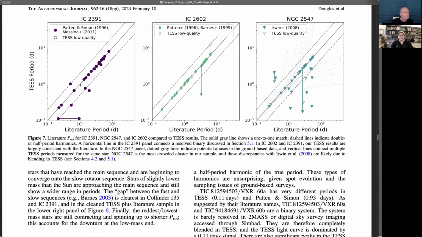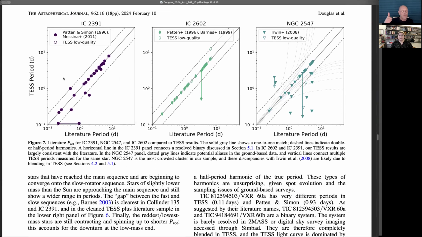So figure 7 is a comparison to literature data for these 3 clusters. For IC 2391, we have data from Patten and Simon 96 and Messina 2011. There's a 1-to-1 line that most things fall on. The dashed lines on either side are either twice the period or half the period. These are really common harmonics to find if you're measuring rotation periods at different times, or even just with different detrending algorithms. So we don't worry about those.